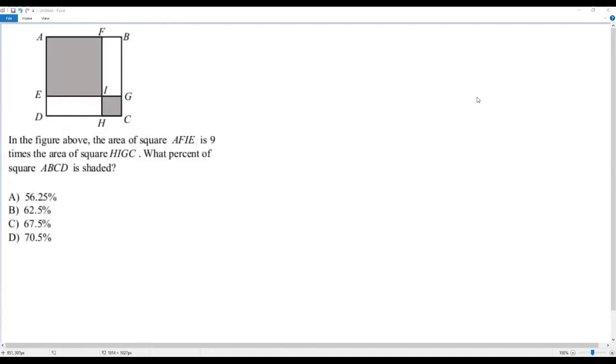Here we have a SAT math problem. Okay, let's go to the question. In the figure above, the area of square AFIE is 9 times the area of square HIGC. What percent of the square ABCD is shaded?